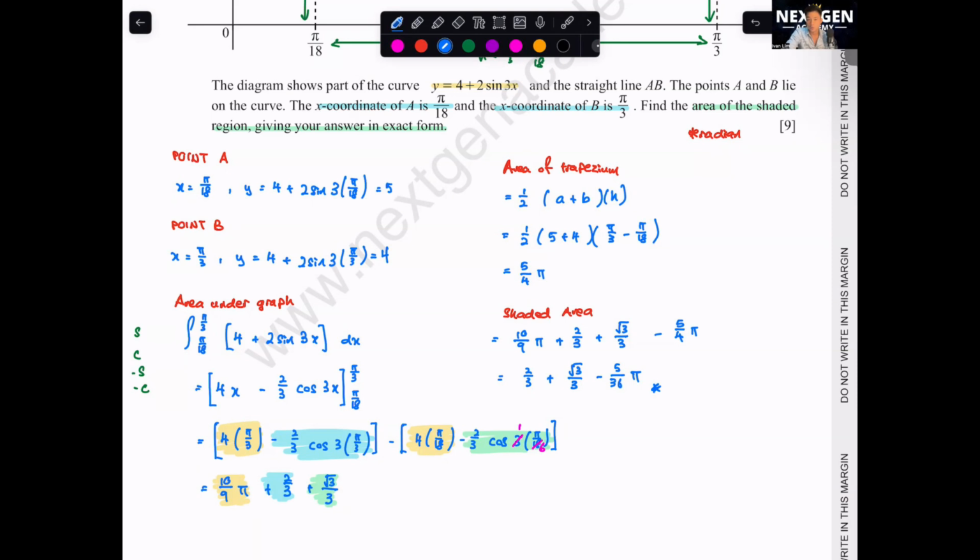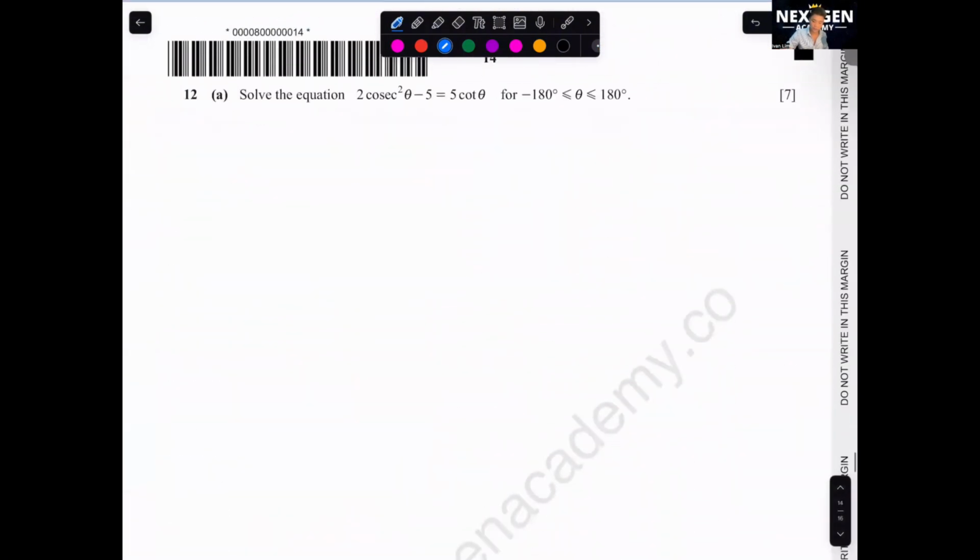All right. One last question. Question 12 is a trigo question. We definitely need your calculator here. Solve 2 cosec square theta minus 5 equals 5 cotangent theta.